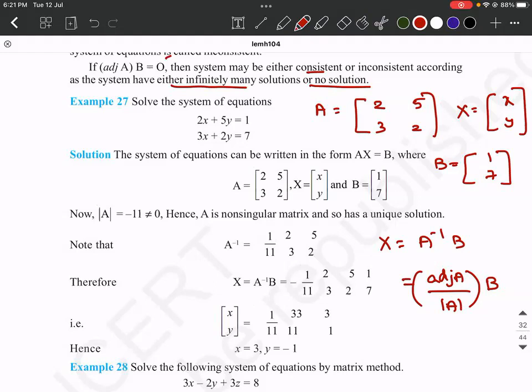Can you do it fast? Can you do it? Adjoint, cofactor and minus. So find adjoint of A.